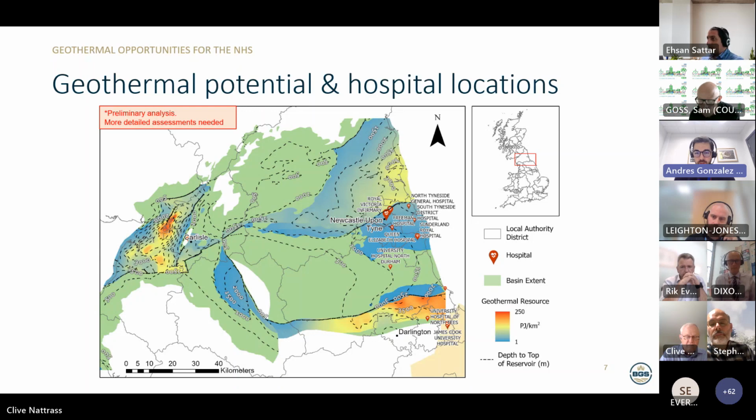When using the technique to abstract the water, usually we use doublets. A doublet is an abstraction well and a reinjection well. The footprint is around 1 to 2 kilometers square. And usually a conversion factor is that around 100 petajoules per kilometer square is around 10 megawatts of heat, something like that. But of course, it needs more assessment. And of course, these are preliminary results and a preliminary analysis. So this is a first step or a first stage in this analysis. So next slide, please.